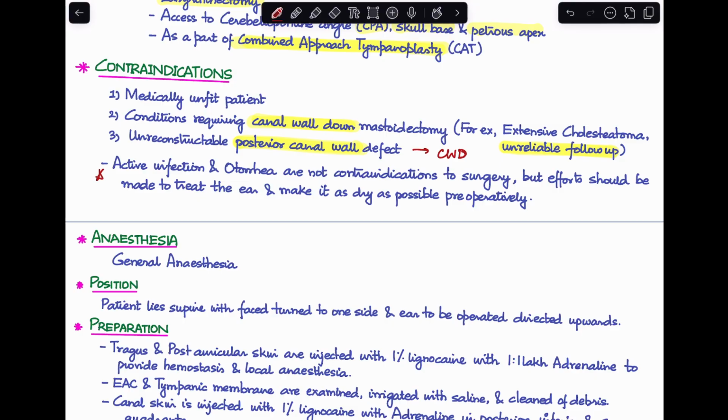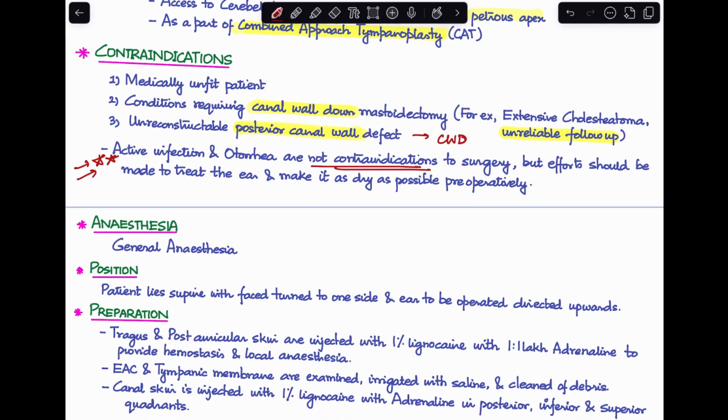It is important to remember that any active infection of the ear and otorrhea, which is ear discharge, are not contraindications to performing cortical mastoidectomy. However, after admitting the patient, you should definitely try to treat the ear infection and make the ear as dry as possible preoperatively. So, this is very important to remember over here that these are not contraindications.